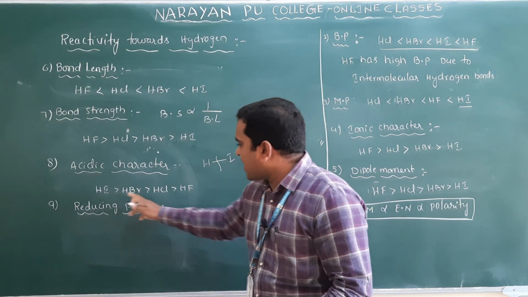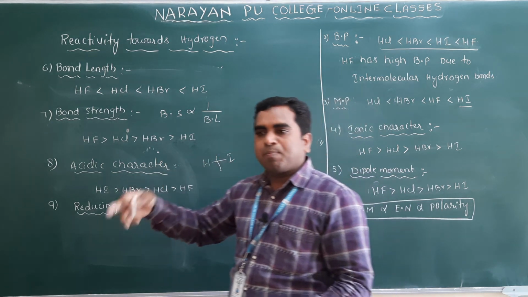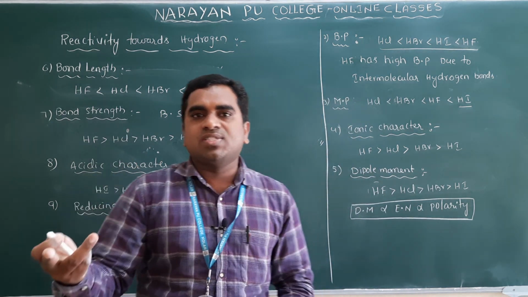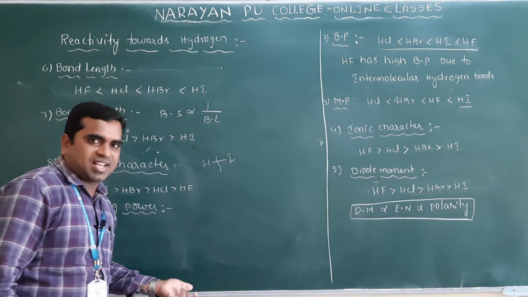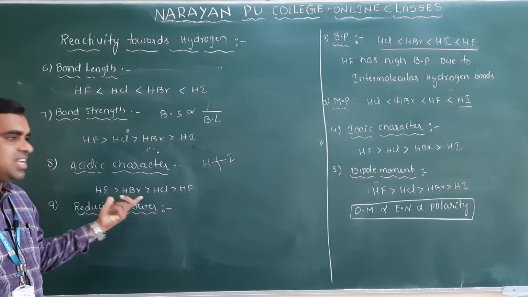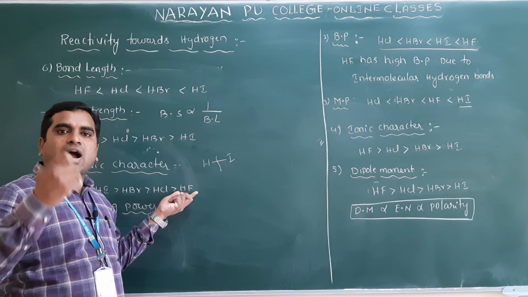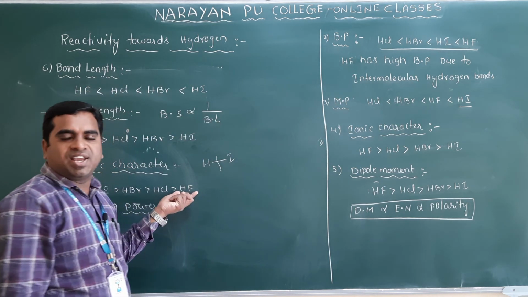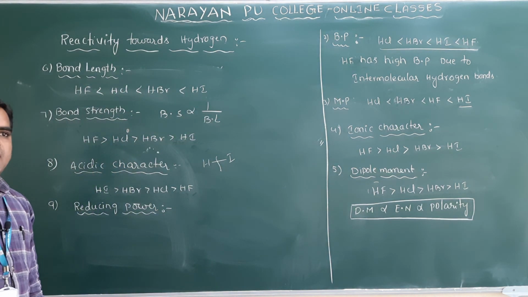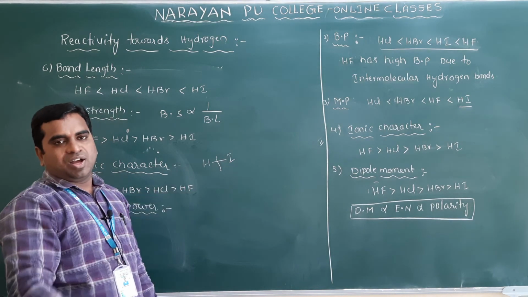So all these have hydrogens. So which can provide the hydrogens easily? That is the strongest acid. Which can provide hydrogens very easily? Which bond is very weak? That bond breaks easily, and that compound gives the hydrogens very easily to other atoms. So that's why other compounds will get reduced.